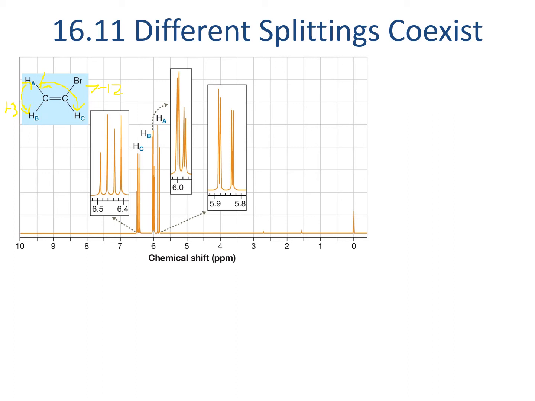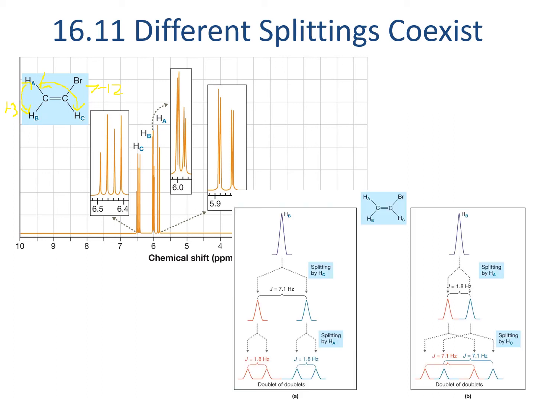If we know that we have both of those splittings, when they split, they're not going to overlap exactly the same. So if we look at HB and how that's splitting, they're being split by HA at first, we have a very small splitting of 1.8 hertz. You can see that on the rightmost diagram. And then the second splitting is much larger. It's 7.1 hertz, and we split twice.